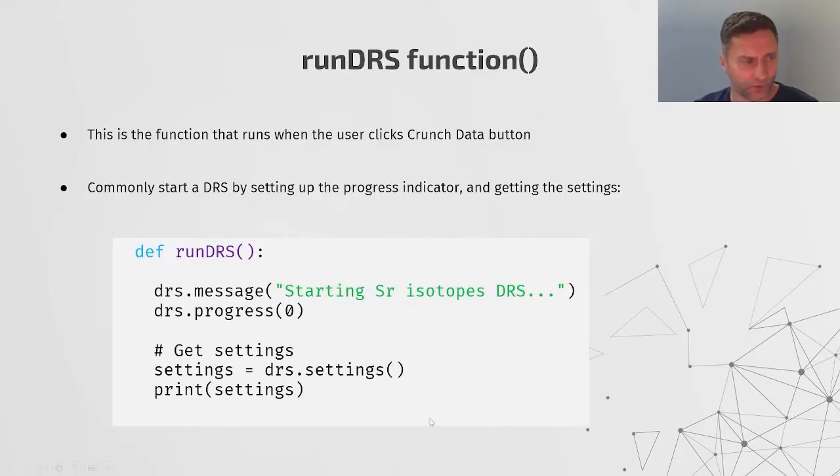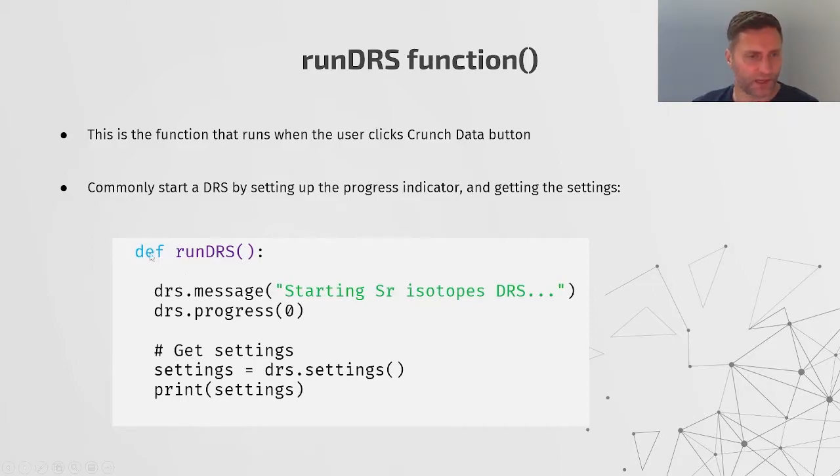So that's how you create a settings widget to present to the user the controls that they can enter values into to be used when the DRS runs. Now let's look at the actual function that runs when the user clicks the crunch data button.